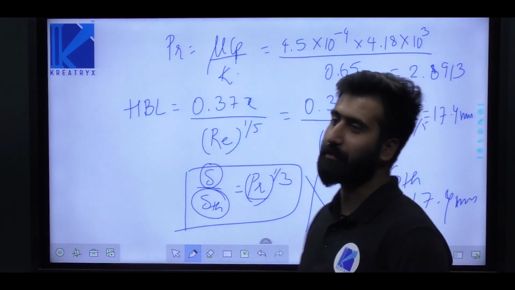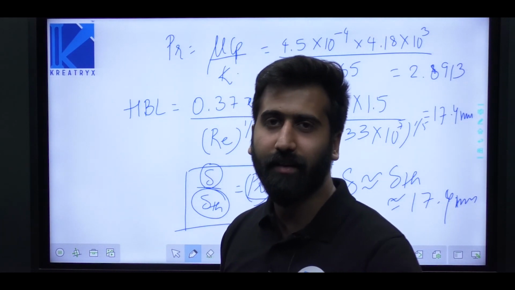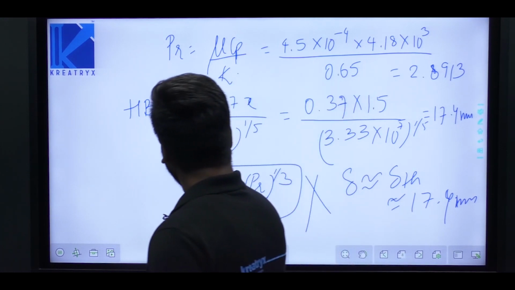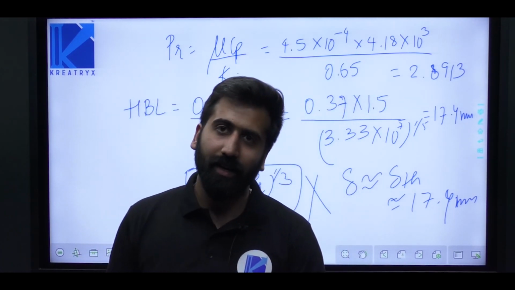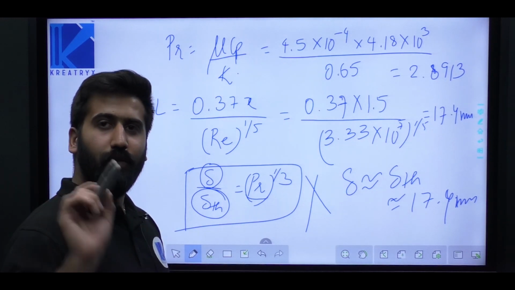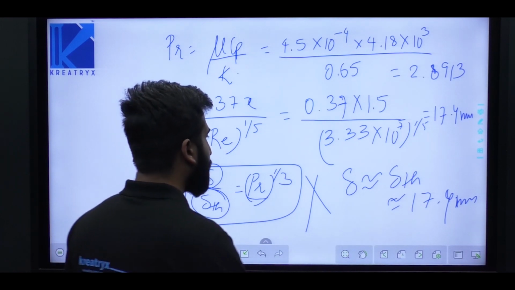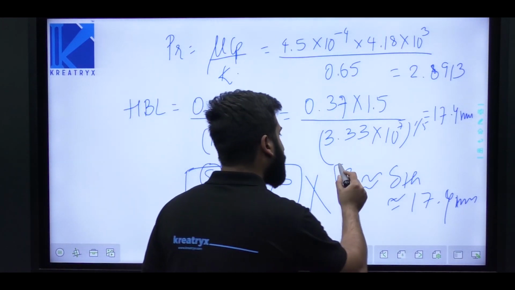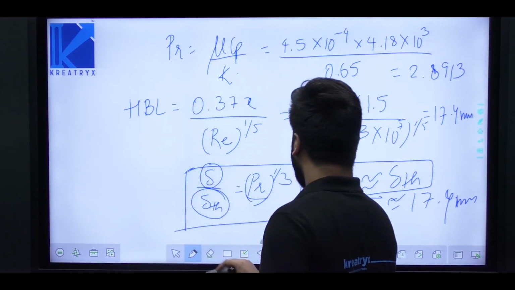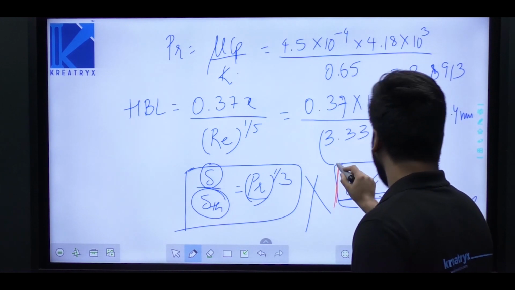Okay, this was the point. That is why I found out Prandtl number. There was no need to find out Prandtl number, but I wanted you to commit the mistake and think like this. But always remember, for the case of turbulent flow, the hydrodynamic boundary layer is approximately equal to the thermodynamic boundary layer. Okay, very important, very very important.